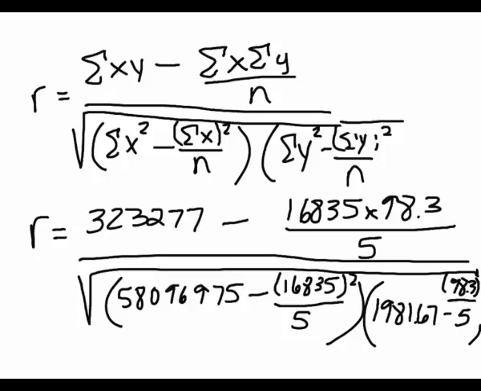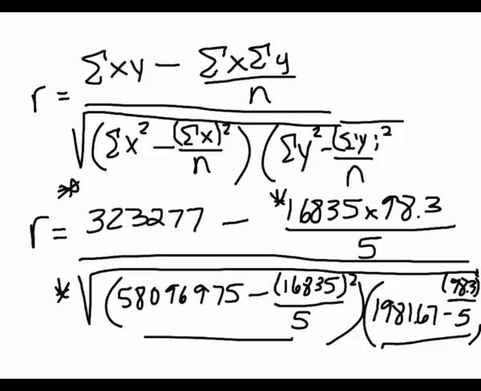So remember, you want to put this in piece by piece. Like I would do if you had just a scientific calculator, I would do this first: 16,835 times 98.3 divided by 5. Then get the 323,277, subtract that value. Then worry about the denominator. Do this, get a value. Do this, get a value. Multiply them together. Then take the square root of that number. Then you should have this number divided by this number. You want to break it up piece by piece. So let me try it and see what I get.